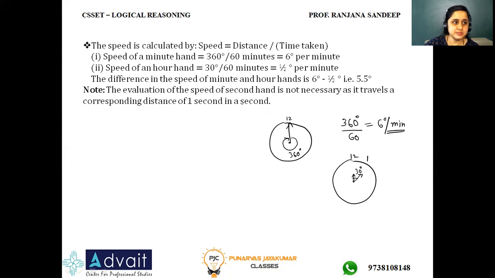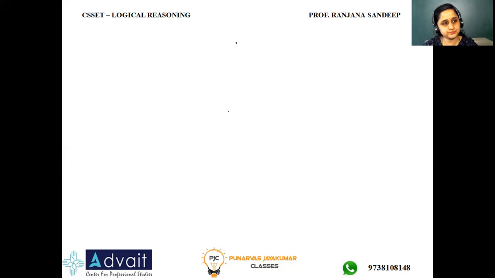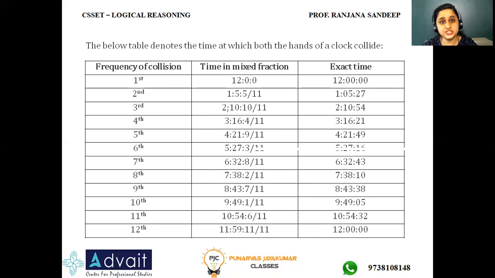Further, the difference in speed of the minute hand and hour hand is 6 degrees minus half a degree, 6 being the greater value. So 6 degrees minus half a degree is 5.5 degrees. And note, we are not going to concentrate on the second hand. These are a few important concepts which we are going to use while solving problems. This is something about the coincidence of hour hand and minute hand. So this is a table.